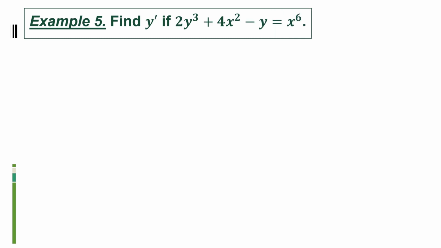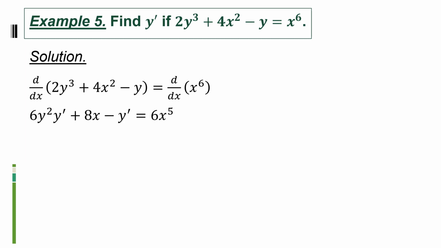Find y prime if 2y cubed plus 4x squared minus y is equal to x raised to 6. So, same as before, differentiate both sides. In this case, we used y prime, not dy over dx. But we know that y prime is just equal to dy over dx. Okay? So, we have 6y squared y prime plus 8x minus y prime. Okay? Equals 6x raised to 5.